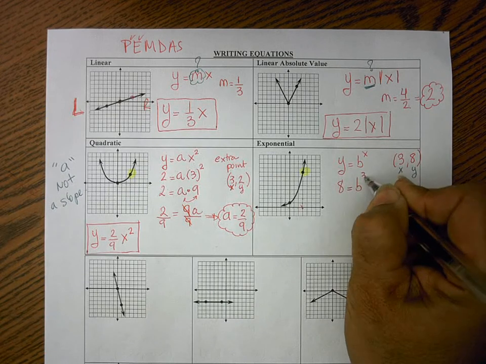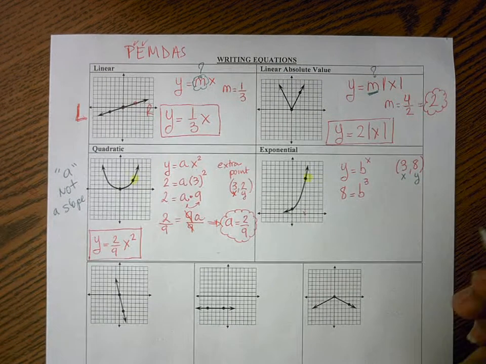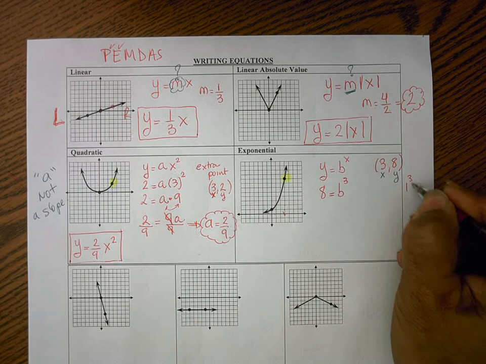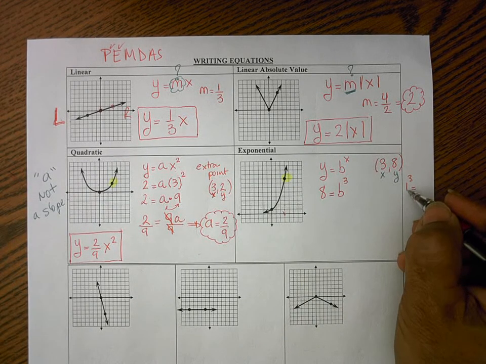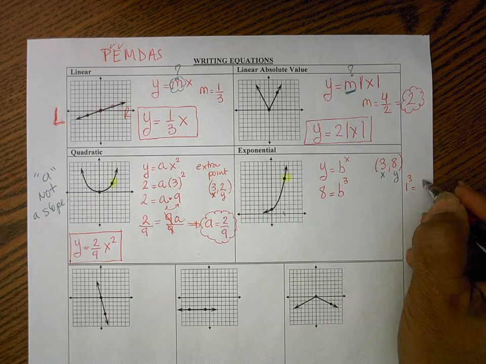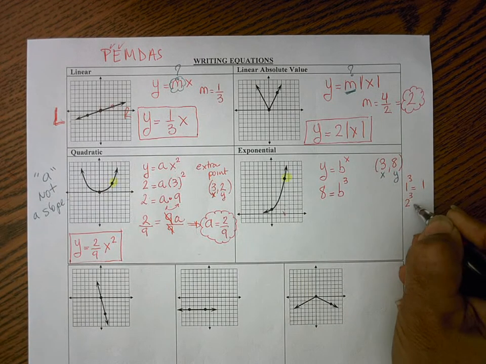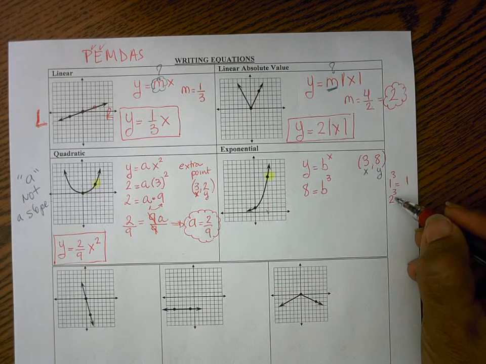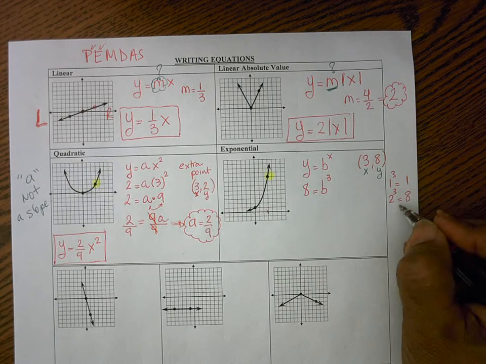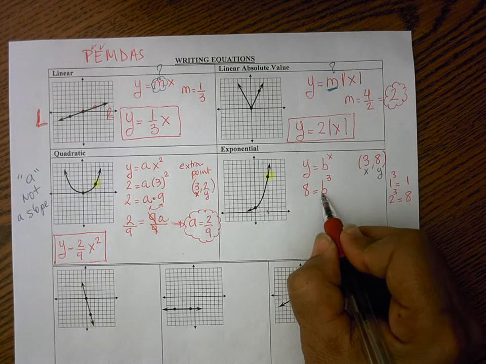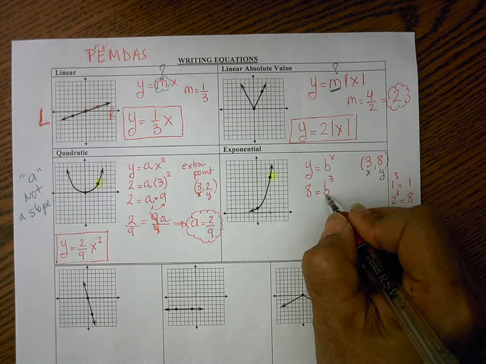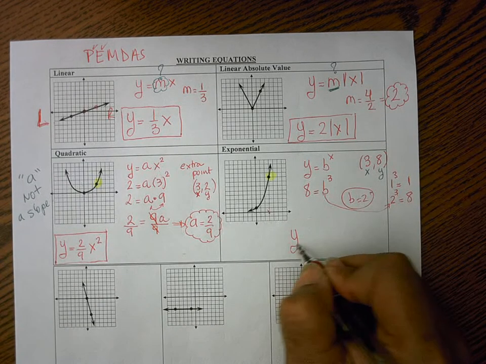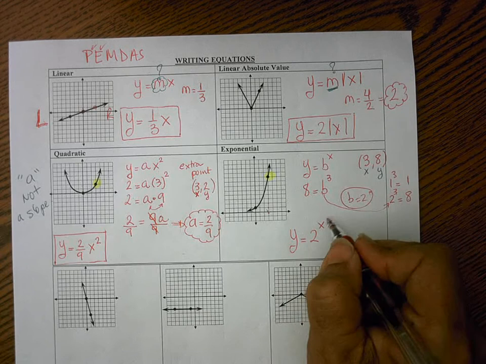We're going to have to play a little tiny guessing game here. What number to the 3rd power equals 8? Well, 1 to the 3rd power is 1 times 1 times 1, which is just 1. Let's try a 2. 2 cubed is 2 times itself 3 times: 2 times 2 is 4, times 2 is 8. There we go, 2 cubed is 8. So that b value must be the number 2. So b equals 2. Now I can write my final equation: y equals 2 to the x is our equation for this graph.